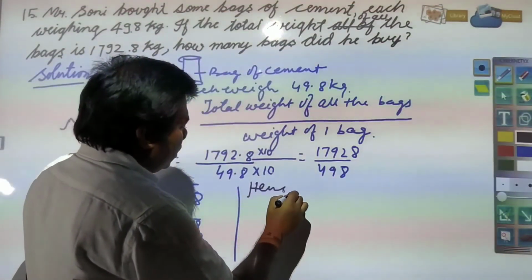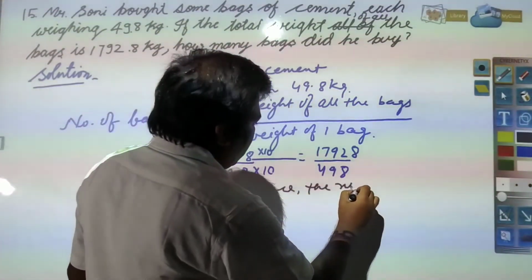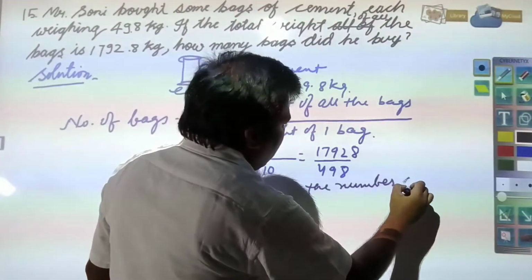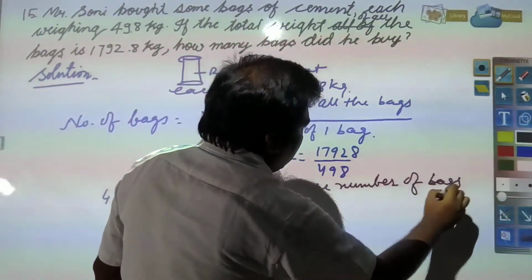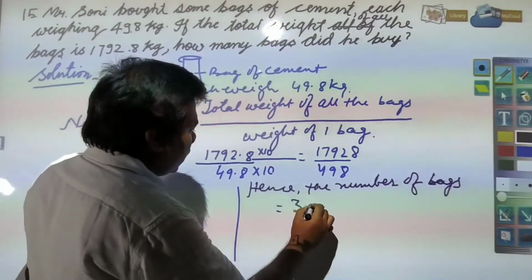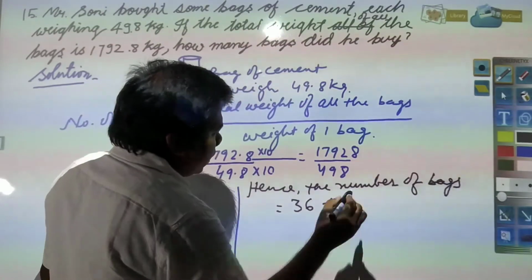Hence the number of bags will be 36, and this will be your answer.